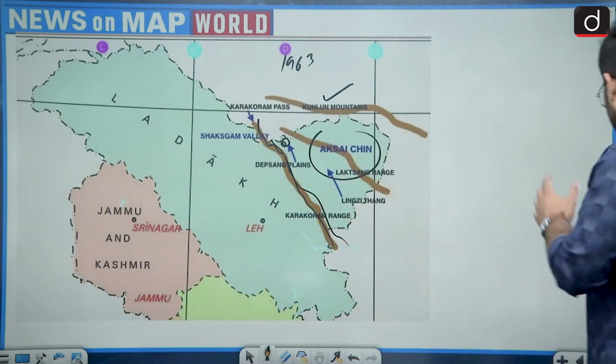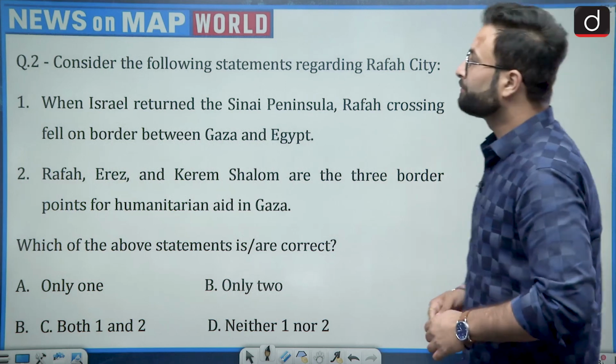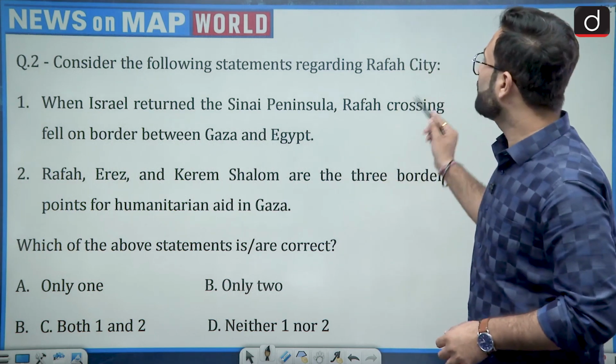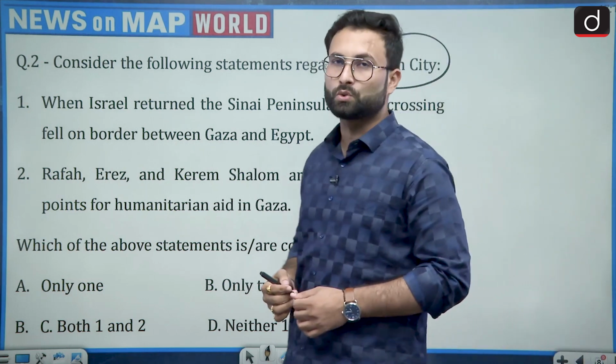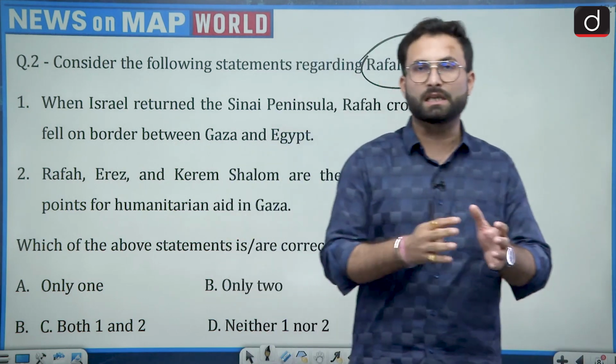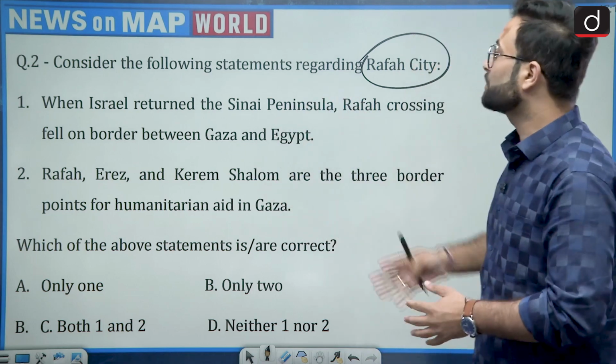Now moving further, question number 2. Consider the following statements regarding Rafah City. Because of this Israel-Hamas issue, Rafah City and Rafah crossing have been in the news, so that is why we have taken this question.